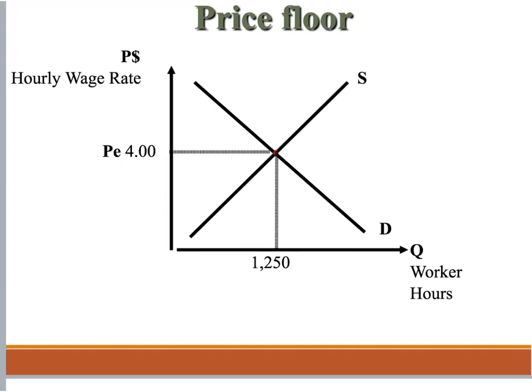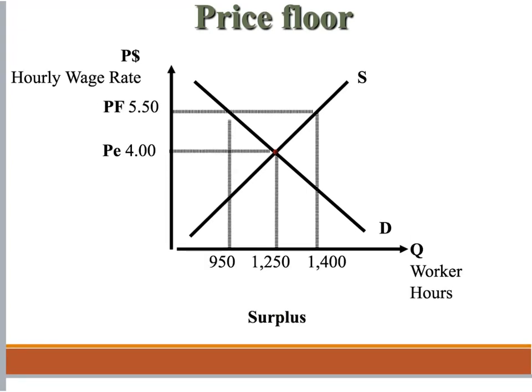So if everyone's okay with it, what's the problem? Every worker who wants a job at the prevailing wage rate is able to find one, and the market is in equilibrium. If policymakers impose a price floor or minimum wage at $5.50 per hour, a market surplus results. At a wage rate of $5.50 per hour, firms are only willing to employ 950 hours of labor services, but workers want to supply 1,400 hours of their services.